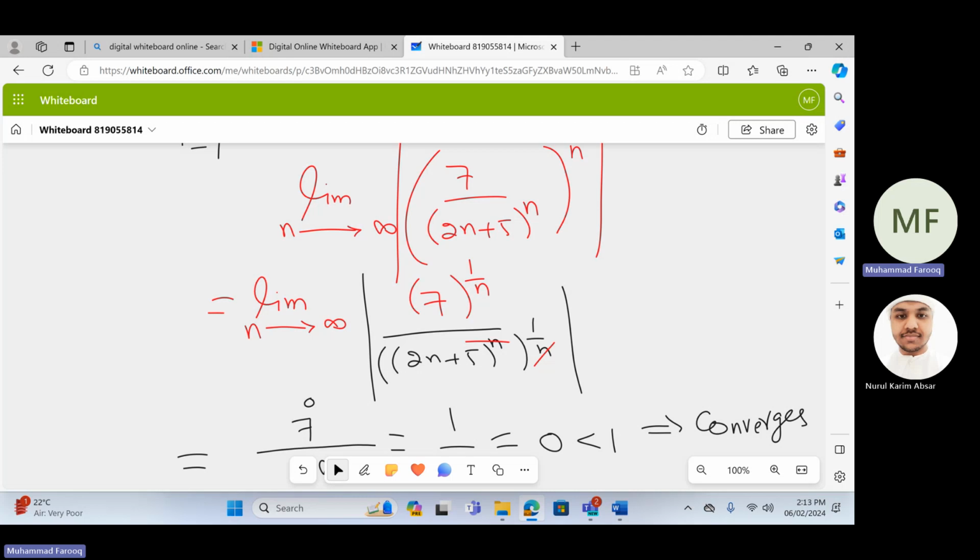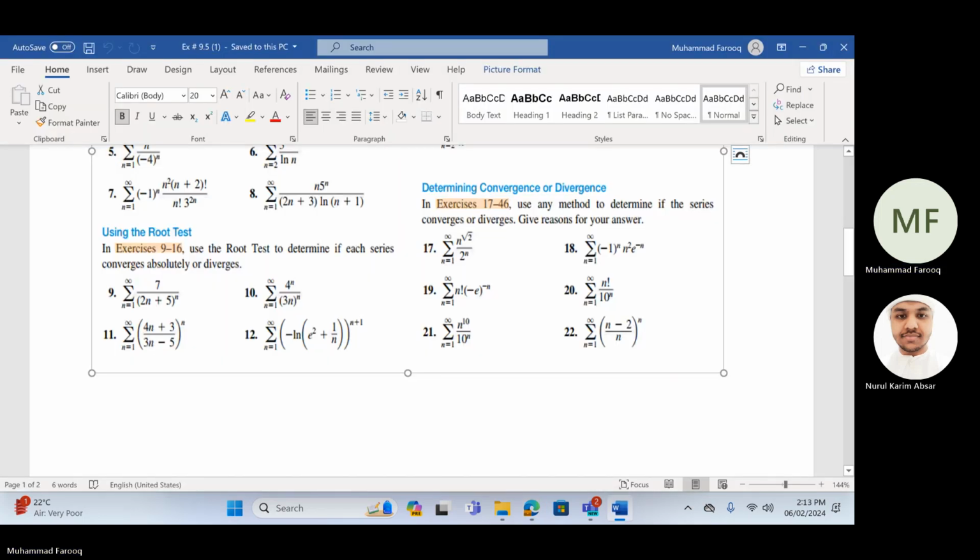Okay, let's take one more question, please. You can try. I think 10 is very easy. Because when you apply the nth root here, it is cancelled, and here the nth root is cancelled. So it becomes 4 over infinity, which is 0. It's okay, good.